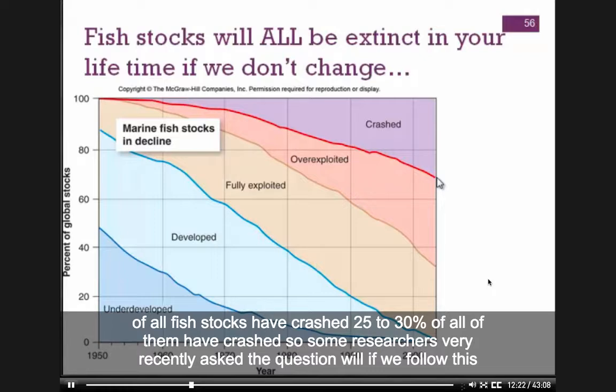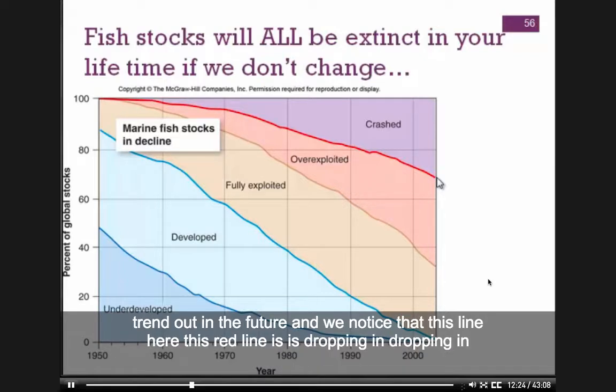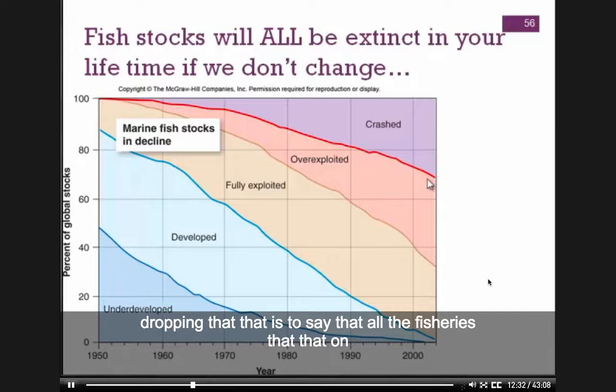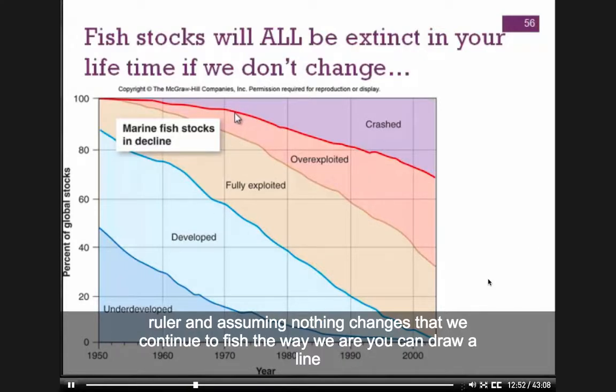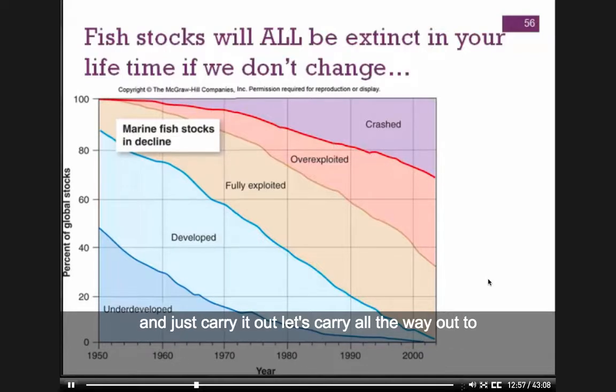So some researchers very recently asked the question, well, if we follow this trend out into the future, and we notice that this red line here is dropping and dropping and dropping, that is to say that all the fisheries that have crashed are increasing in number, at what point will this red line cross zero, where 100% of the fisheries are now crashed? Well, that's actually not too hard. All you got to do is take a ruler, and assuming nothing changes, that we continue to fish the way we are, you can draw a line and just carry it out.